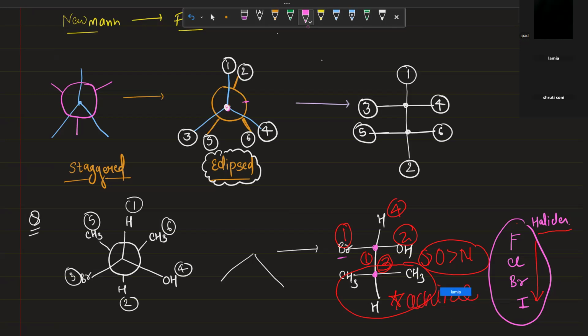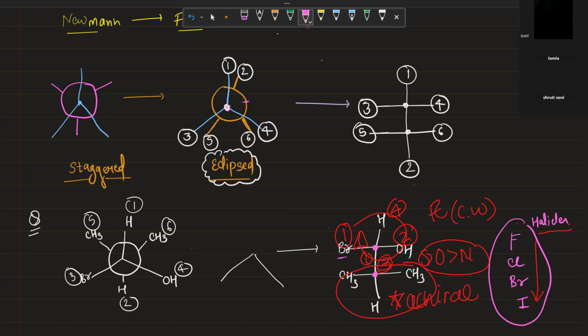So the above one is R configuration or S configuration? Let me do that. So it's like this. So this way is R because it's clockwise, right? Do we need to change? No. Absolutely. Very good. Okay, this is R and clockwise. I think now we understand how we can convert a Newman to Fisher.